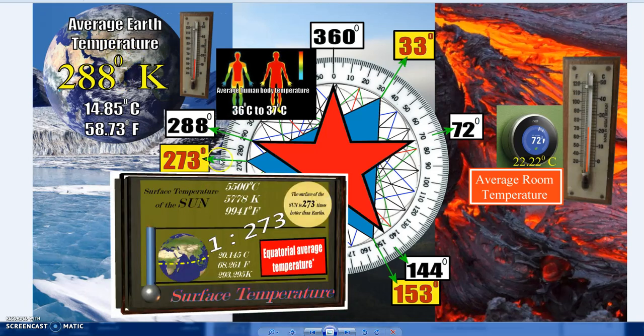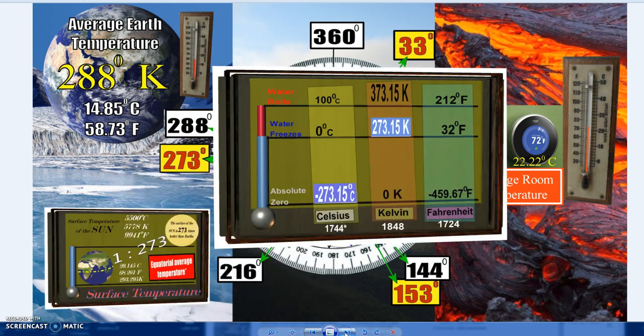Now here's an interesting one. So we have 273. The average temperature at the Earth's equator is, again, with a slight fluctuation because we're talking averages, 20.145 C, and the average surface temperature of the sun is at a ratio of 1 to 273. So the average temperature at the equator multiplied by 273, you get the temperature of the sun's surface.